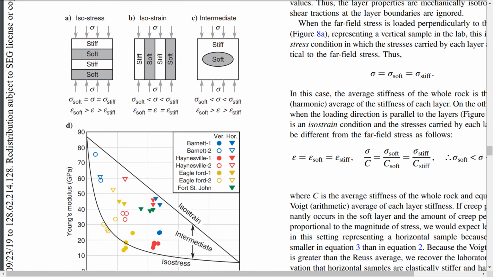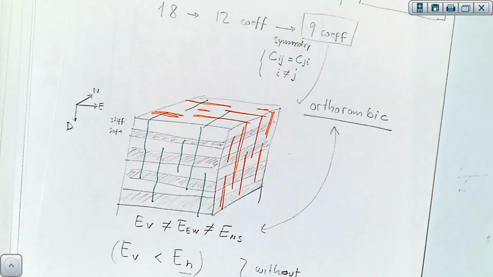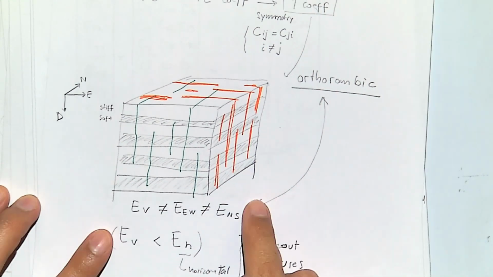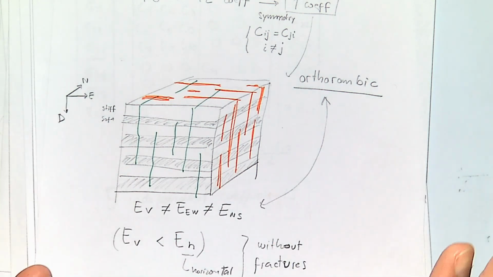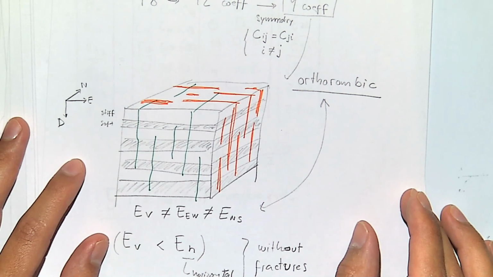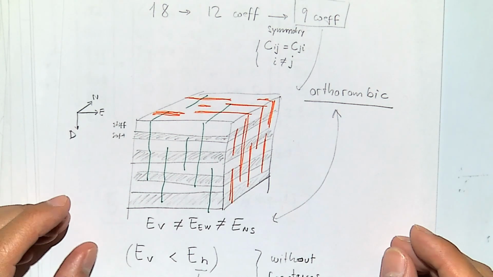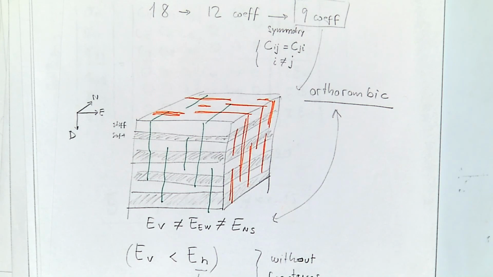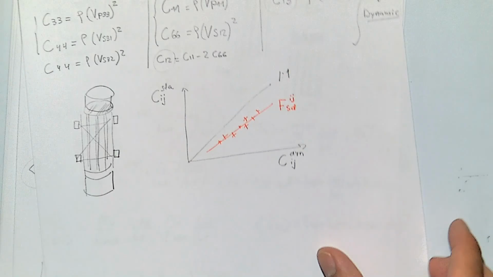Sometimes we can have fractures in a medium which may create additional compliance in the horizontal direction. If the rock is not fractured, horizontal Young modulus should be larger than vertical Young modulus. But if it is fractured, and especially with vertical fractures, at the larger scale, your horizontal Young modulus may be lower than your vertical Young modulus.